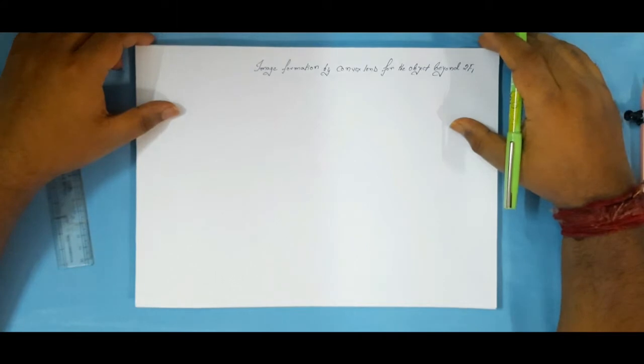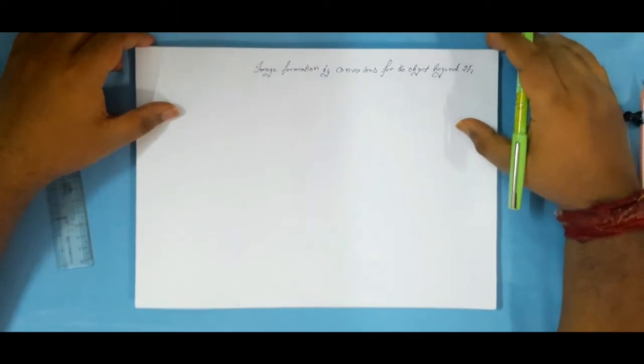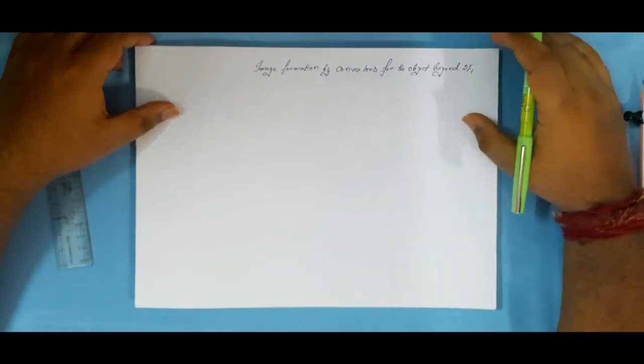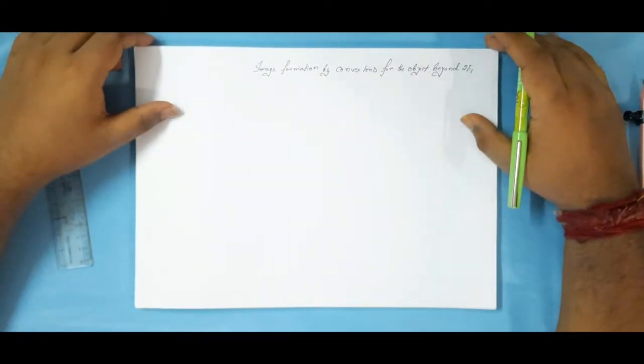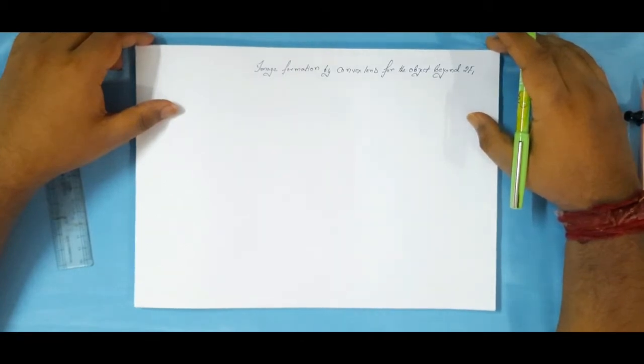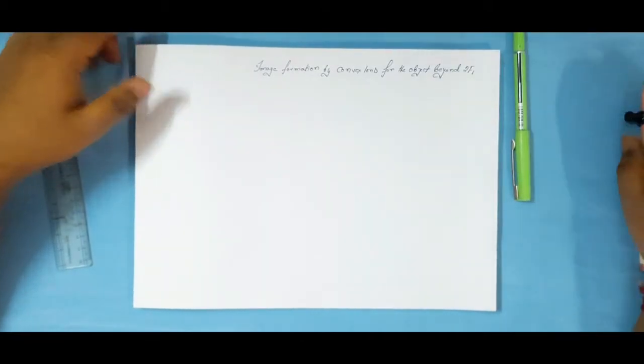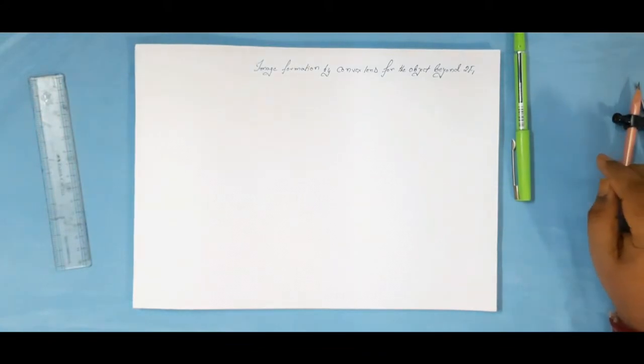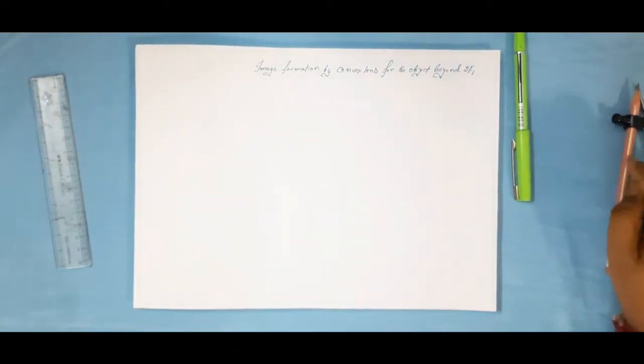In this video, we will show how to draw the ray diagram using lenses, that is the convex and concave lens. The first one, we will show the image formation by a convex lens for the object beyond 2f1. To draw this, we have to draw a line and divide it into 4 equal parts.